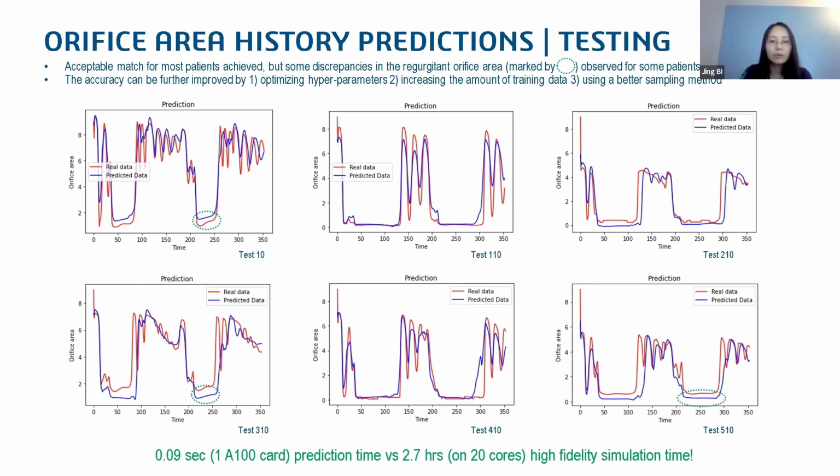Each of these machine learning predictions only requires 0.09 seconds on one GPU, where the finite element analysis requires 2.7 hours on 20 CPUs. So you can see that the efficiency gain is huge and fundamentally changes the way the transient history response may be used for quick screening.